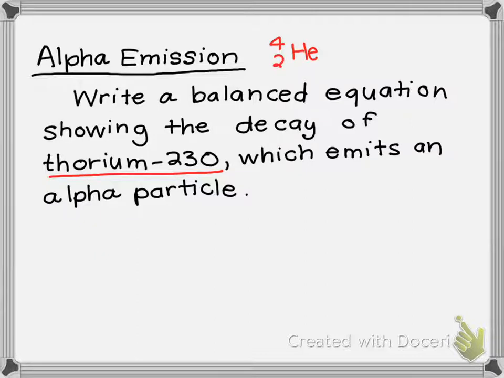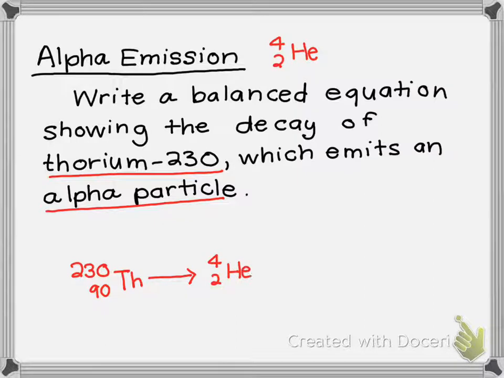I'm going to write this a little lower, which emits an alpha particle. So I know that I'm starting with thorium-230. 230 is the mass number. I have to find thorium on the periodic table, and looking at thorium on the periodic table, it is element number 90. So that's the atomic number. And it's producing an alpha particle, which we would write 4,2He. Well, looking at this equation, this is not balanced.